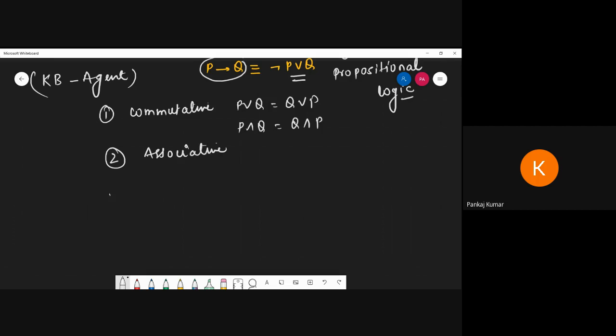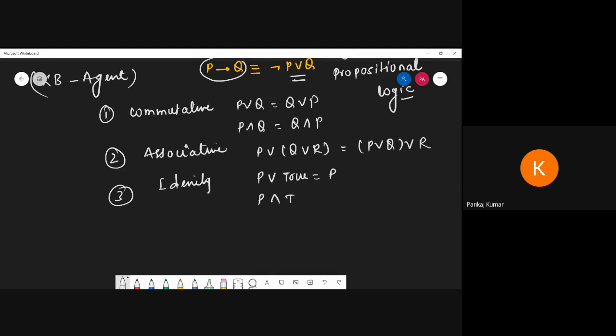Suppose I am writing like this, we can break it like this also. These are the associative properties, and similarly we can apply them to intersection also. Next is identity, that means P union true is equal to P, or P intersection true is equal to true. Don't be confused: P union true equal to P, P intersection true equal to true.